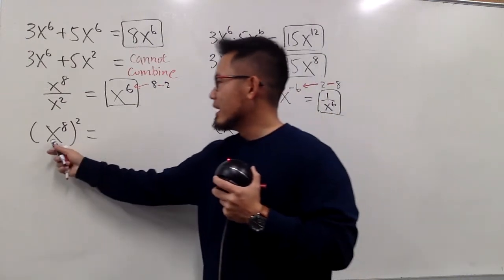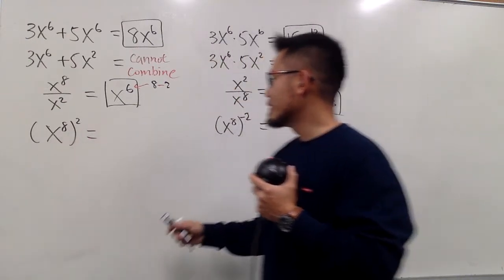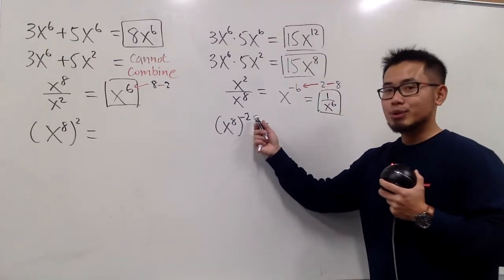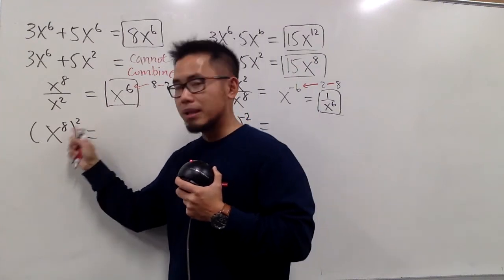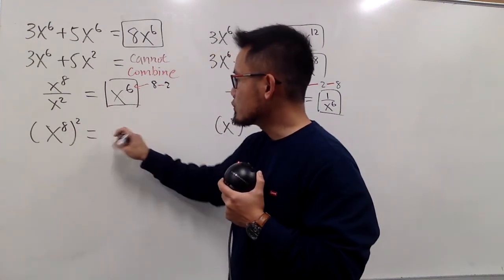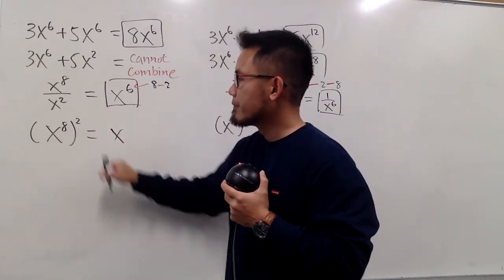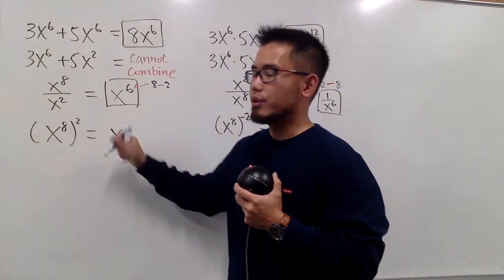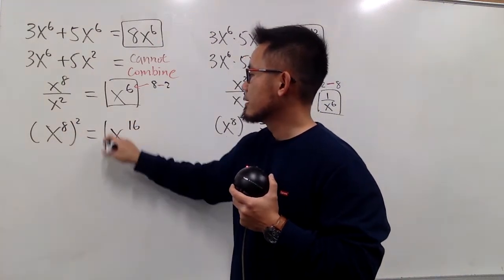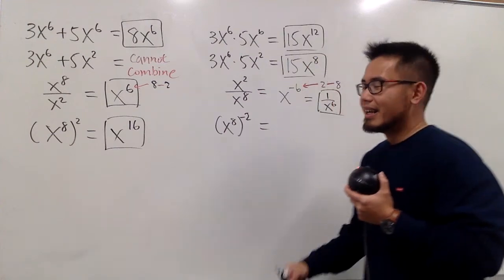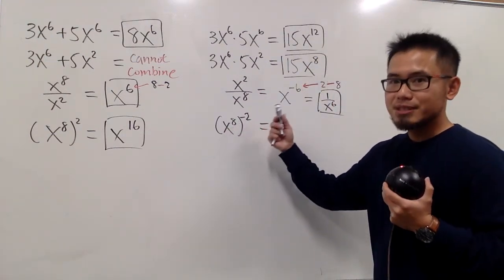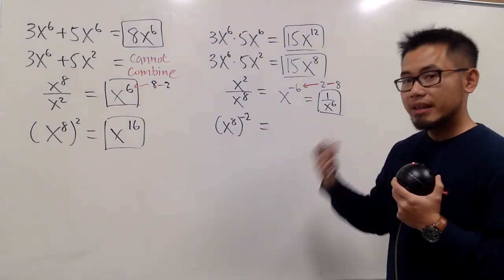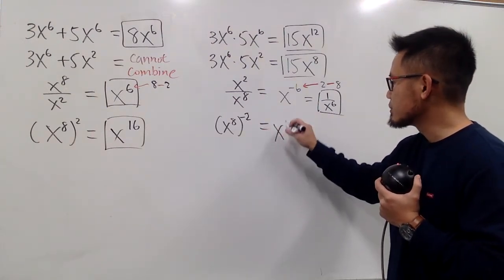Okay, lastly, x to the 8th power squared versus the other one, x to the 8th to the negative 2 power. Both of them, we just have to multiply the exponents. So for this one, the x stays the same, and we do 8 times 2, which is 16. And this is it. Likewise for this, we multiply the exponents, 8 times negative 2. That will be negative 16. Okay, so this is x to the negative 16.